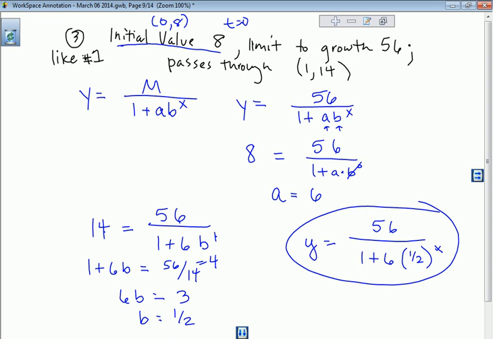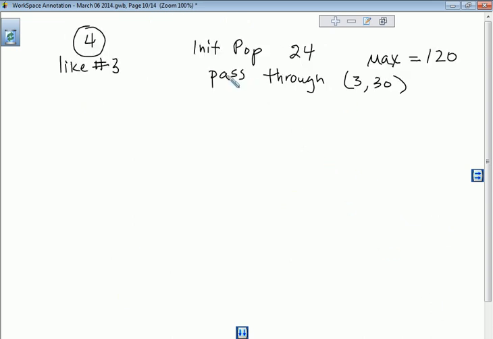Okay. Next one. Very similar. Initial population of 24, a maximum of 120, and it passes through 3, 30. So this is like number 3. Our example 4 is like number 3. So let's get started. What goes up here? 120. Okay, 1 plus A times B to the, okay, we're going to make it 0. And at 0, what is Y? 24.